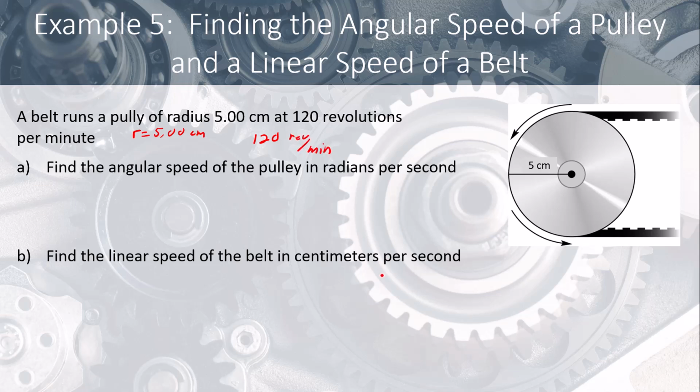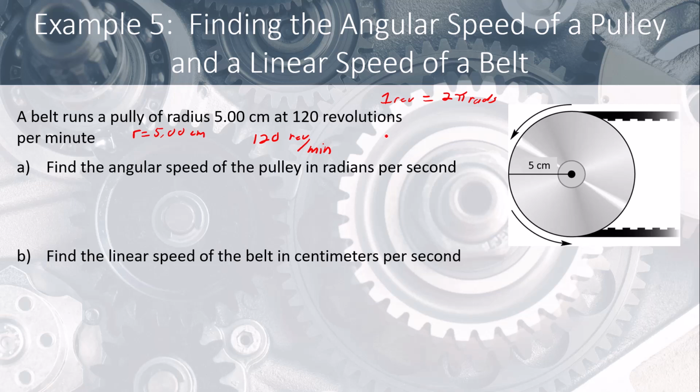Okay? And the first thing we want to know is what the angular speed of the pulley is in radians per second. And this right here is what we call a unit conversion problem. Now, we already know that one revolution is equal to 2 pi radians. So I could actually divide everything by that one revolution.